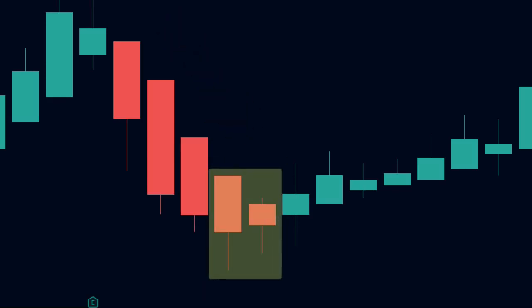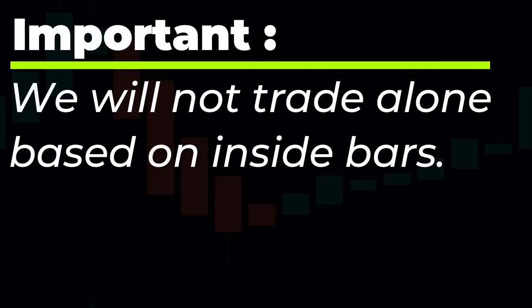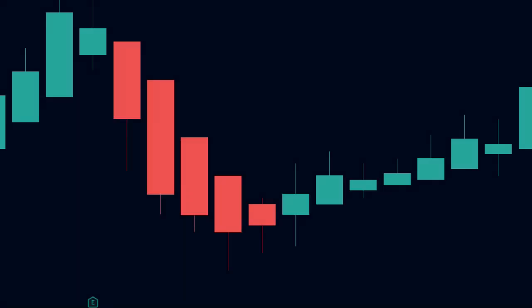So when we spot a bearish inside bar, we will look for buying opportunities. If the price breaks above the high of this pattern, we will buy. But if the price breaks below the pattern, we will not look to sell. Now, as I mentioned before, we will not trade alone based on the inside bar pattern. But we will look for potential areas of reversals and wait for the pattern to appear at these levels. So let us now look at different ways of using this pattern.